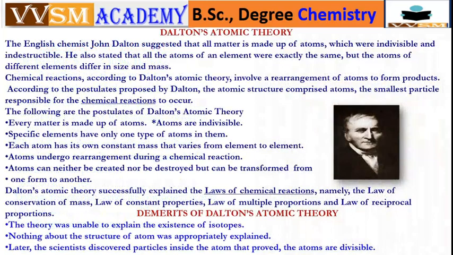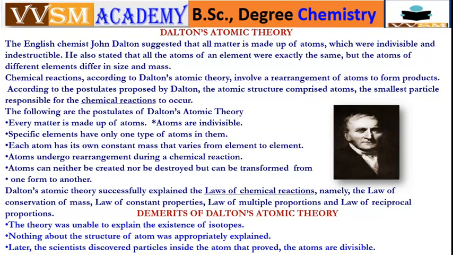Well, friends, these are very important concepts. The following are the postulates of Dalton's atomic theory. Every matter is made up of atoms. Any matter in the universe exists in the form of, or is made up of, atoms. Atoms are indivisible. Specific elements have only one type of atoms in them. Each atom has its own constant mass that varies from element to element. Atoms undergo rearrangement during a chemical reaction. Atoms can neither be created nor be destroyed, but can be transformed from one form to another.